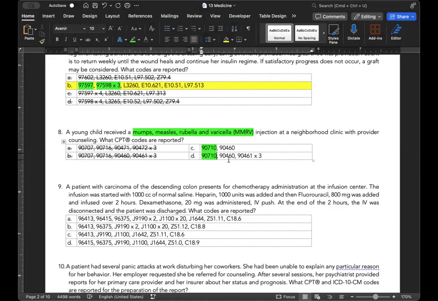You're fine. So 90460 is the immunization administration through 18 years of age with any route of administration with counseling by our physician. First or only component of each vaccine or toxoid administered. And then 90461 is for each additional vaccine or toxoid component administered. So do you think we need the 90461 or should we only report 90460?